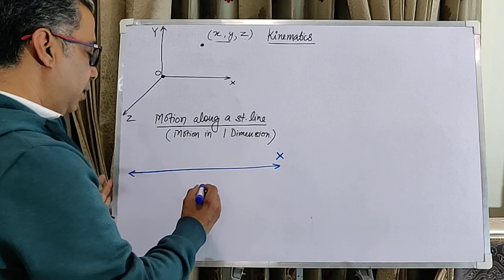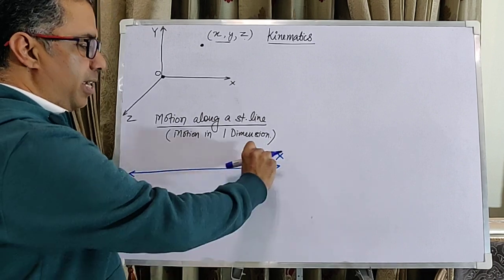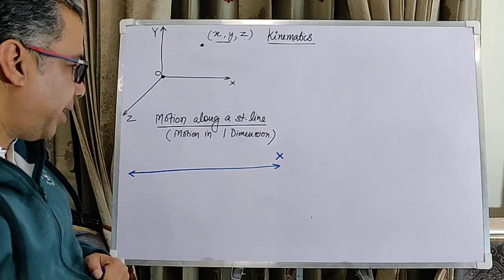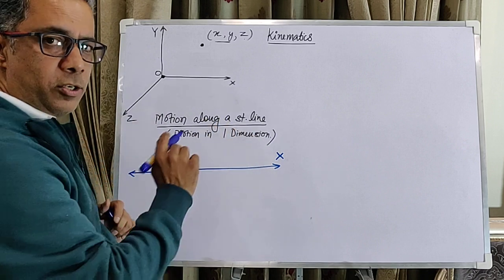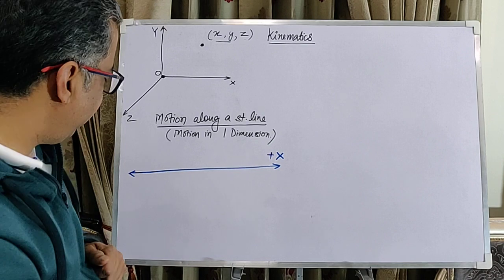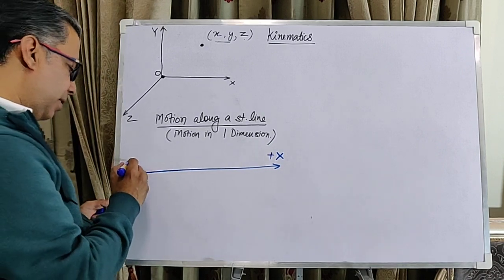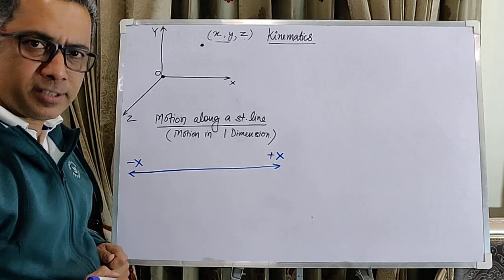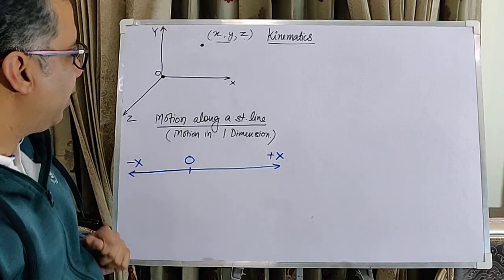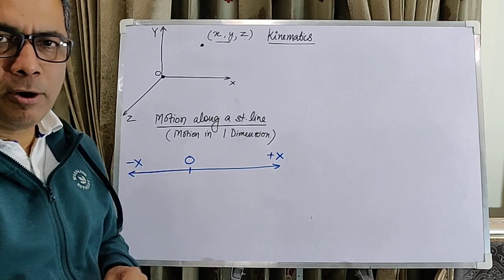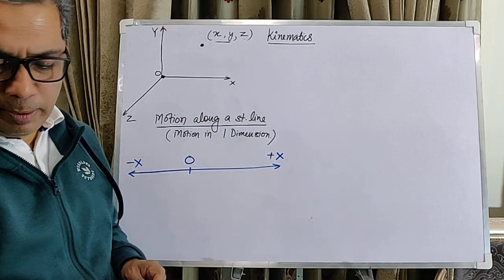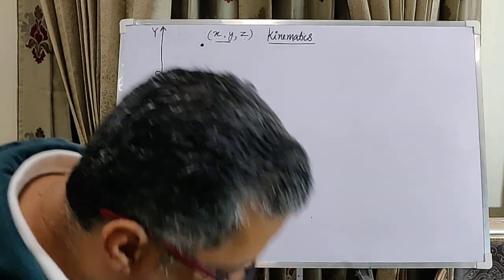On this x-axis, we have to decide about the positive x and the negative x-axis directions. The choice is a totally arbitrary one. We can describe any one direction as positive x, and the opposite direction can then be described as negative x. Any point on this straight line can be assumed to be the origin.